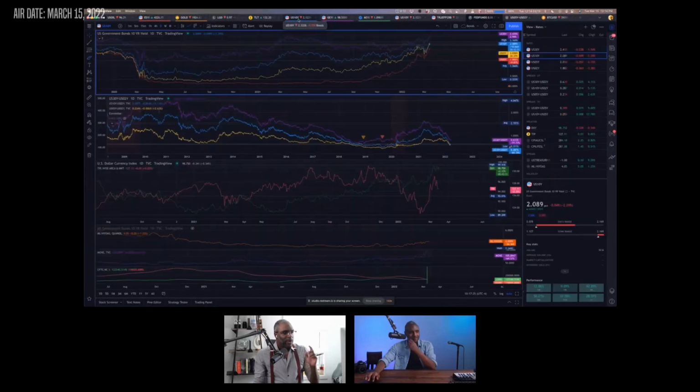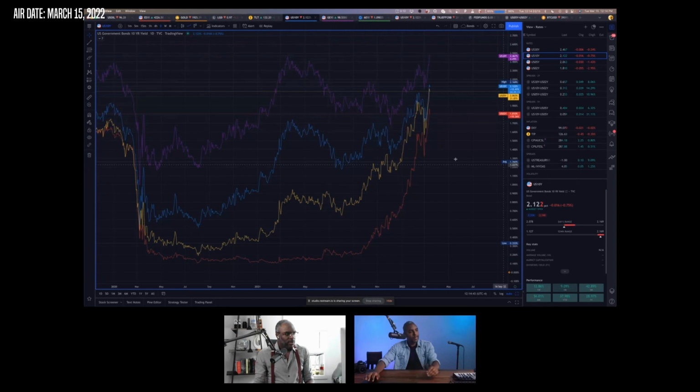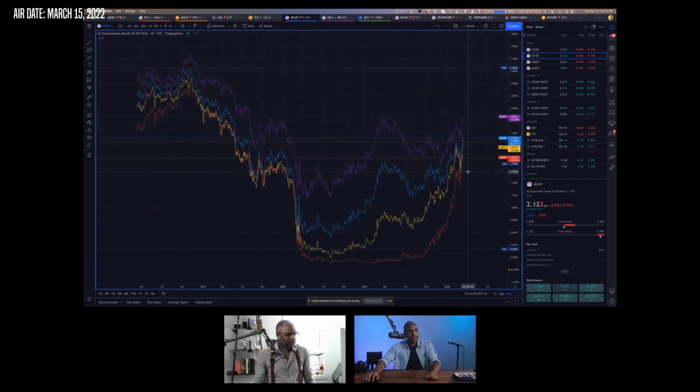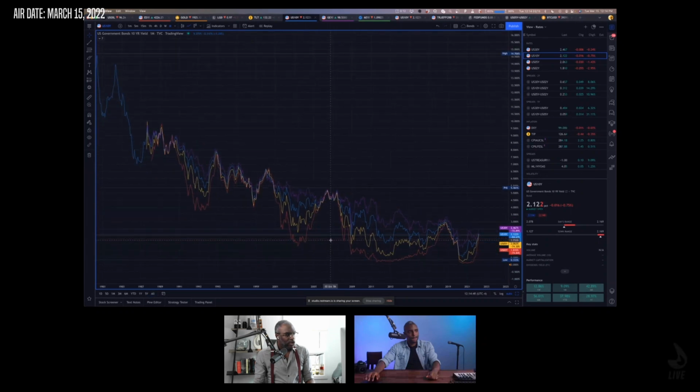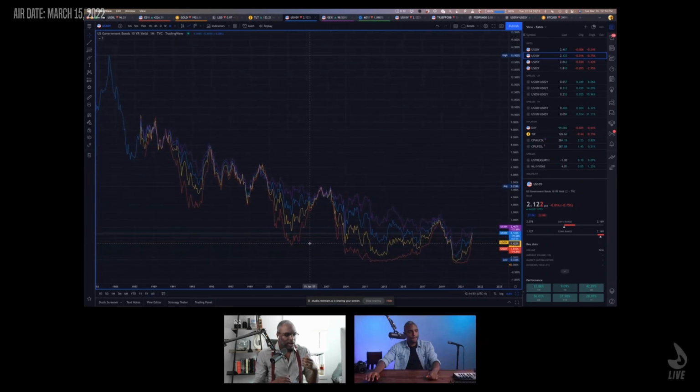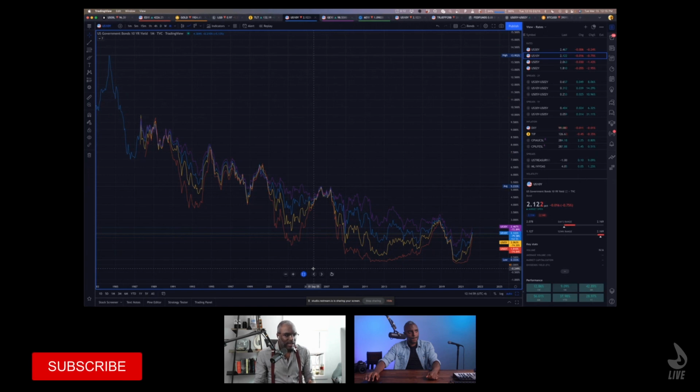So just a quick look here. We're going to look at the bond yield. What we just saw before was the Federal Reserve interest rate. What I'm showing you right now is the long-term chart of U.S. government bonds. The red line is the 2-year interest rate. The yellow line is the 5-year. The blue line is the 10-year, and the purple line is the 30-year.